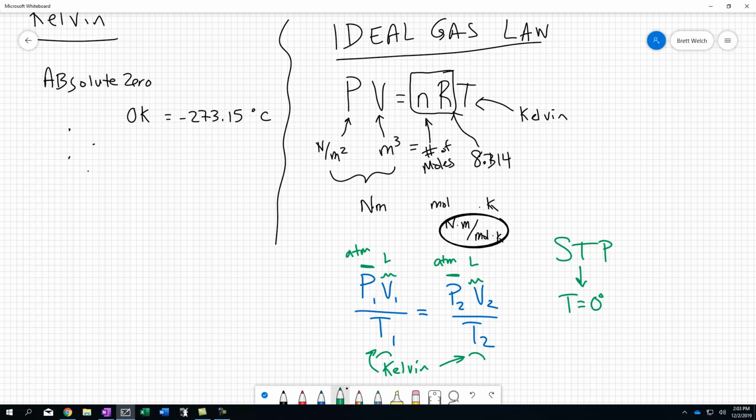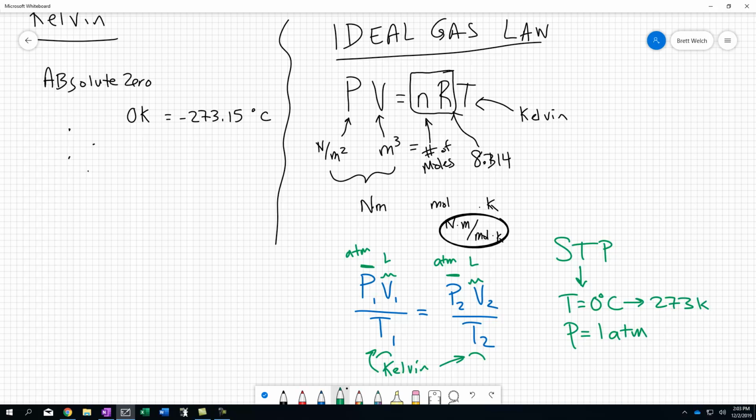At STP, that should be 0 degrees Celsius, which is 273 Kelvin. Now, of course, we have our 273.15, but bear with me. And then standard pressure is 1 atm. Now, those are not guaranteed to be the situation. I mean, 0 degrees Celsius is not necessarily the most common temperature in Idaho, but it is the standard that we're all going to go back to for our comparisons.